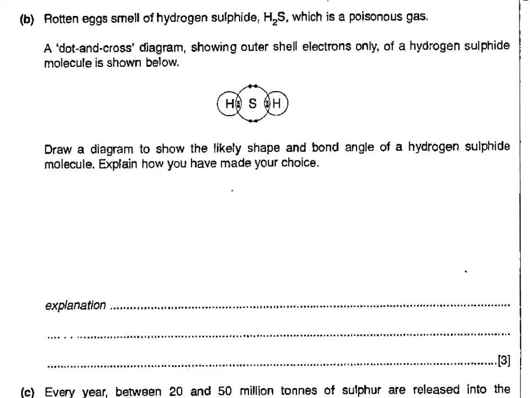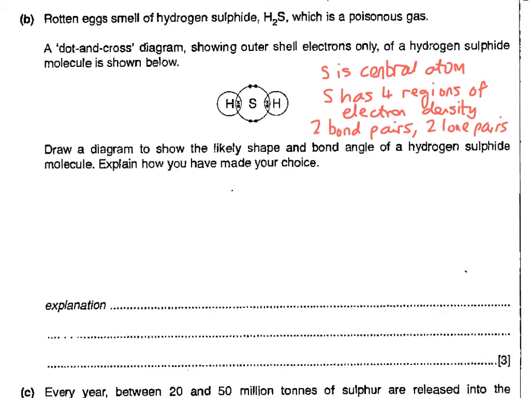They've given us a dot-cross diagram of hydrogen sulfide. I purposefully have not mentioned hydrogen sulfide in this clip, so I'm going to look at 3 examples that aren't in this clip to see if you can follow along and apply the rulings and the ideas that we've looked at. It asks you to draw a diagram to show a likely shape and bond angle of a hydrogen sulfide molecule, and then explain why you've made that choice, and it's for 3 marks.